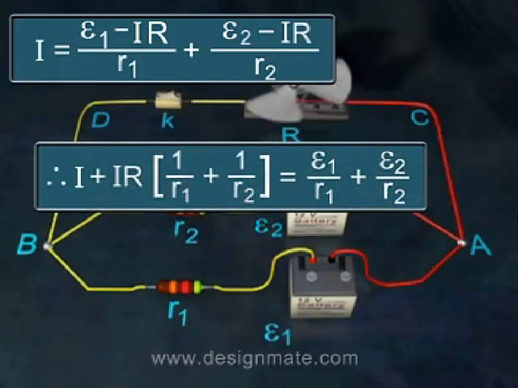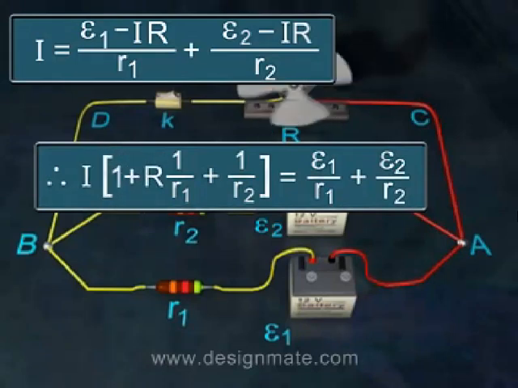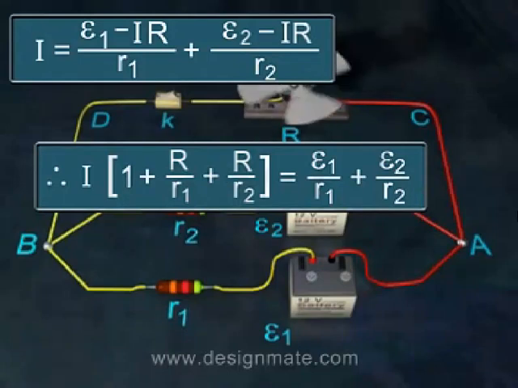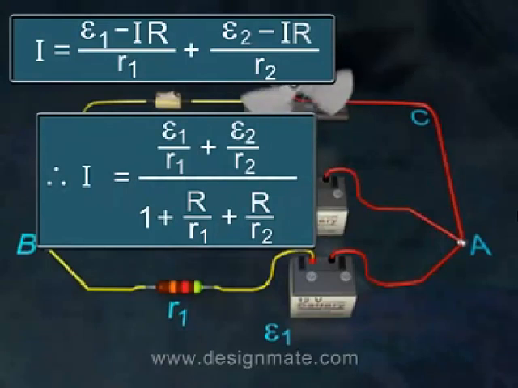Therefore, I plus IR into 1 upon R1 plus 1 upon R2 is equal to epsilon 1 upon R1 plus epsilon 2 upon R2. Therefore, I into 1 plus R upon R1 plus R upon R2 is equal to epsilon 1 upon R1 plus epsilon 2 upon R2. Therefore, I is equal to epsilon 1 upon R1 plus epsilon 2 upon R2, upon 1 plus R upon R1 plus R upon R2.